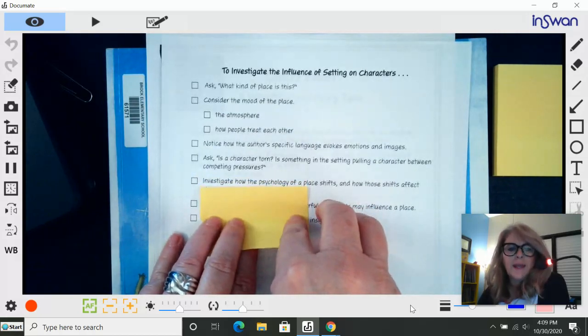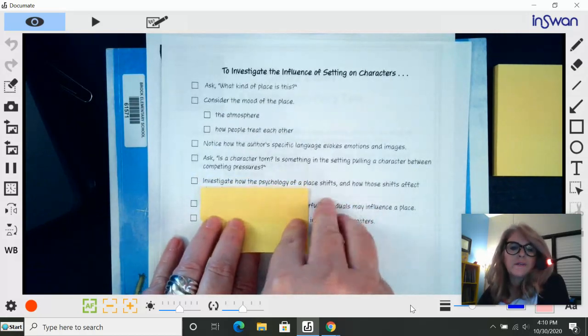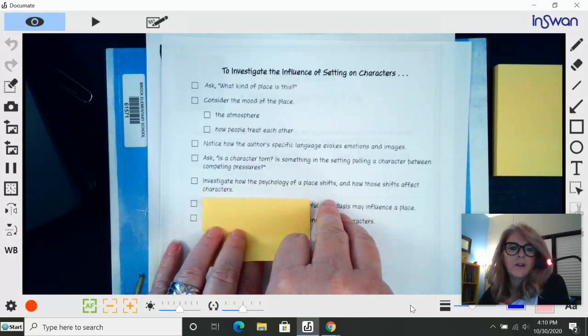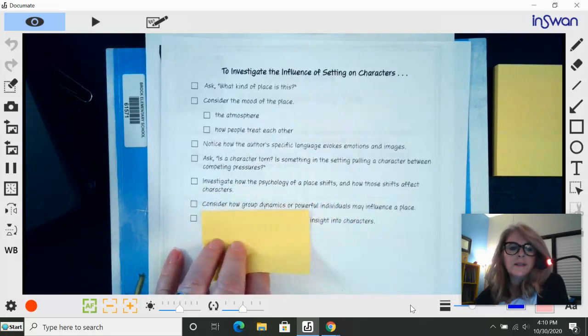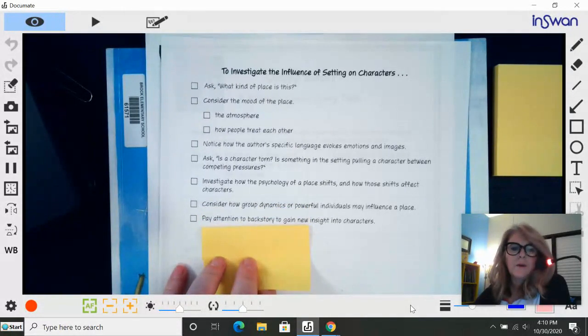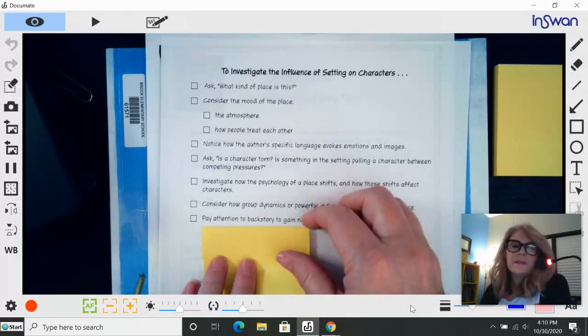You want to investigate how the psychology of a place shifts and how those shifts affect the characters. You want to consider how group dynamics or powerful individuals may influence a place. And you also want to pay attention to the backstory to gain new insight into characters. Okay? So those are the things you should be thinking about when you're thinking about the setting of a story.